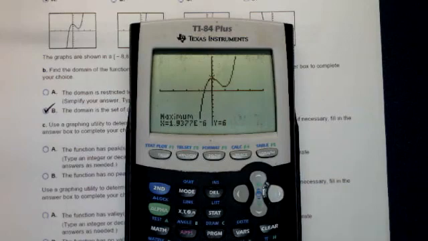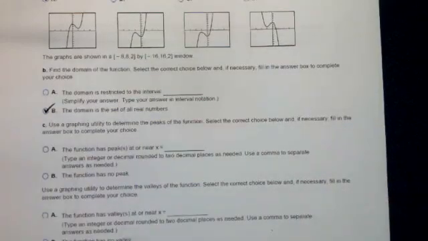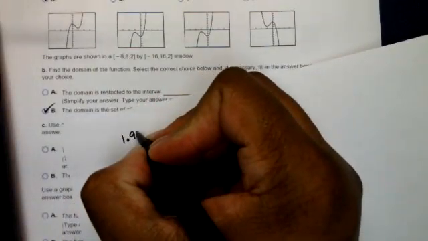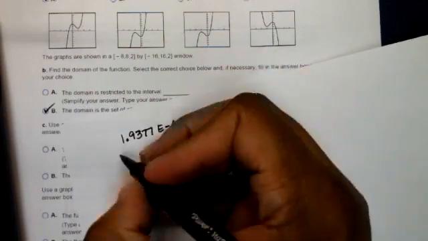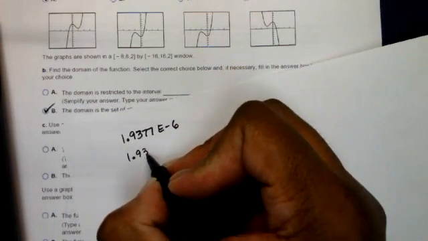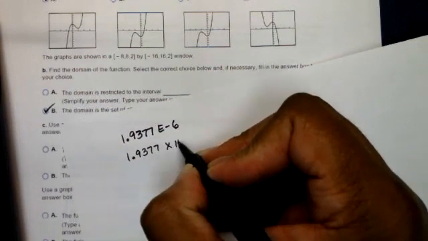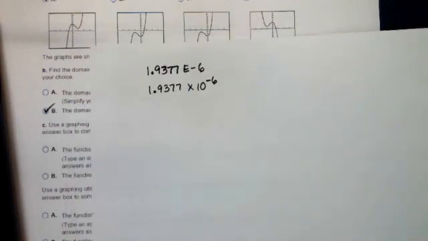Now notice in this case, I got 1.9377 e to the negative 6. We call that a number that is written in scientific notation. So let me move this out of the way and write down what that scientific notation is. 1.9377 e to the negative 6. This means 1.9377 times 10 to the negative 6. We call that scientific notation.